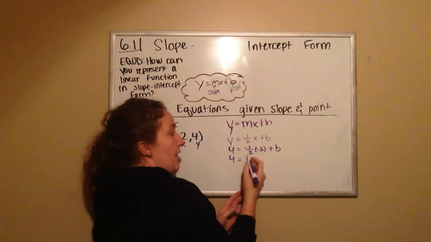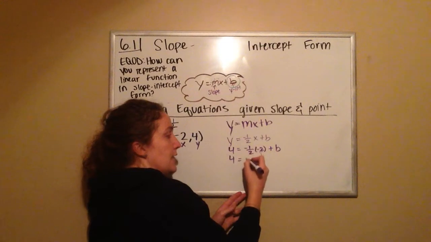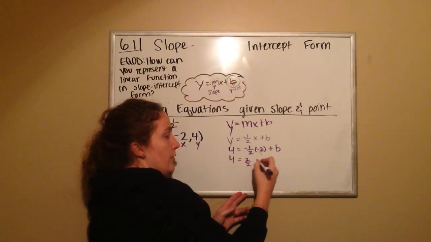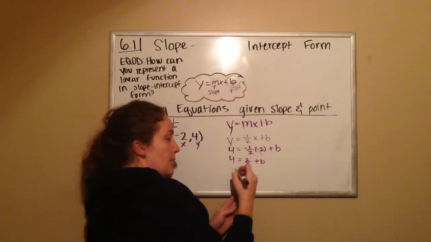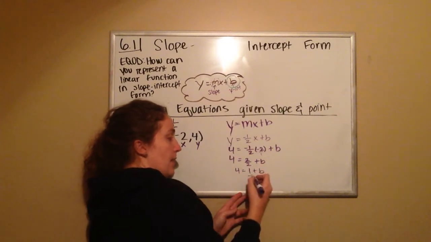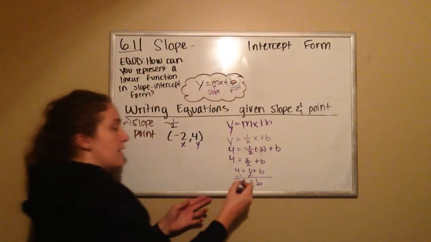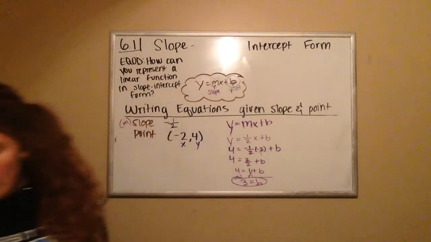And multiply these two together. If I could put this over 1 to multiply my fraction straight across, I'd get 2 over 2 plus b. Okay, when I simplify that, 2 over 2 is just 1 plus b. To get b by itself, I'd have to subtract 1 on both sides, and I would get 3 is equal to b. Cool. Then right there, what I just solved for was my y-intercept.